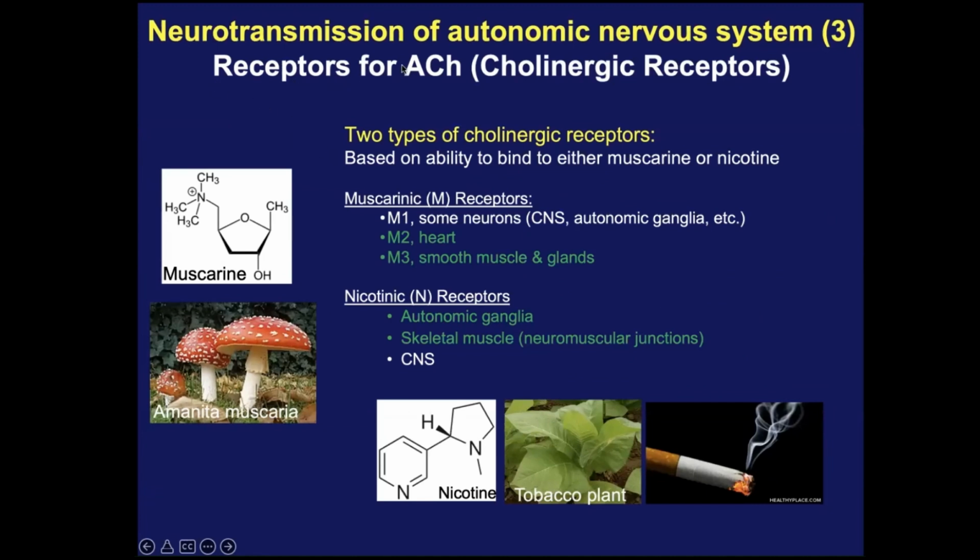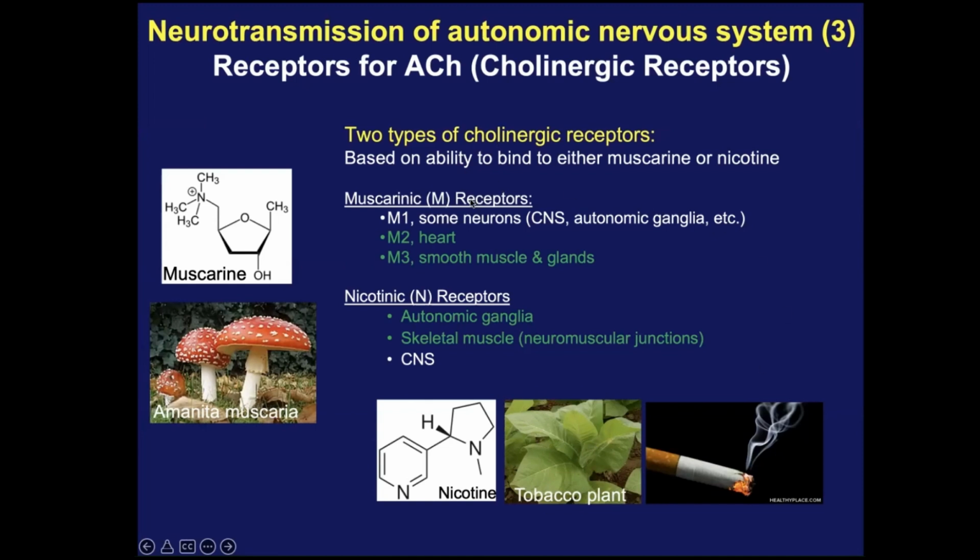The receptors for acetylcholine are called cholinergic receptors. There are two types of cholinergic receptors based on their ability to bind to either muscarine or nicotine. Muscarine is a plant alkaloid found in certain mushrooms, and nicotine is contained in the tobacco plants, as shown here.